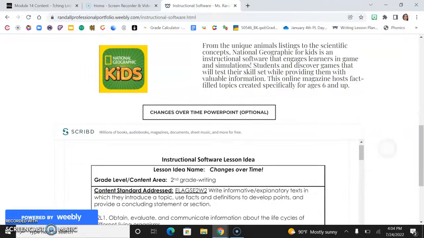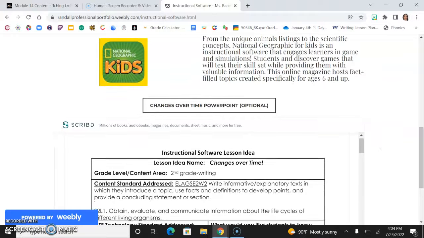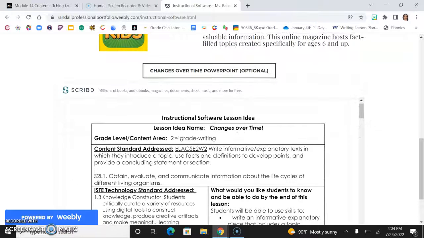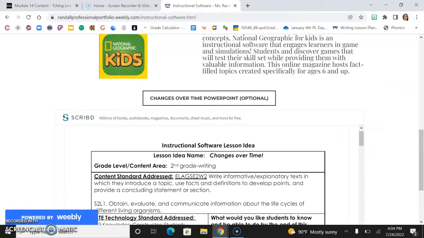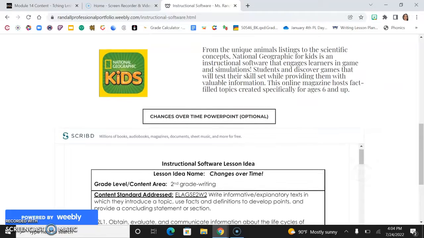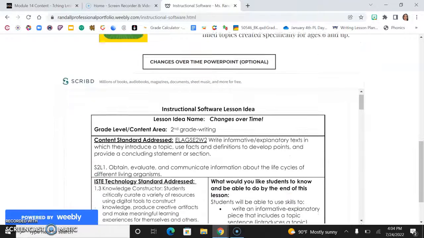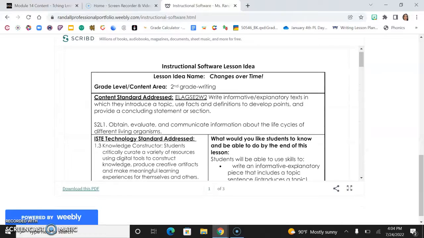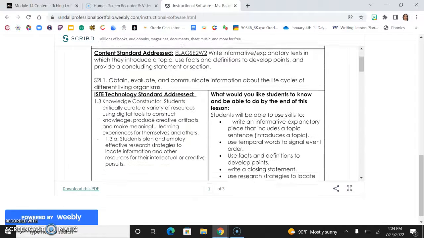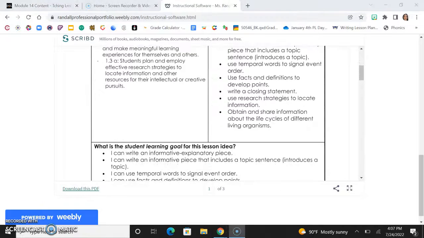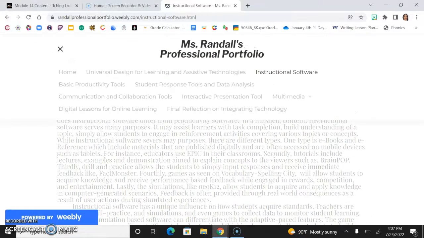At this point in the semester, we were able to learn the difference between instructional software and productivity tools. I was able to develop a second grade writing lesson entitled Changes Over Time. Here, students will use National Geographic for Kids to explore and research different animals of their choice to create an informational writing piece.